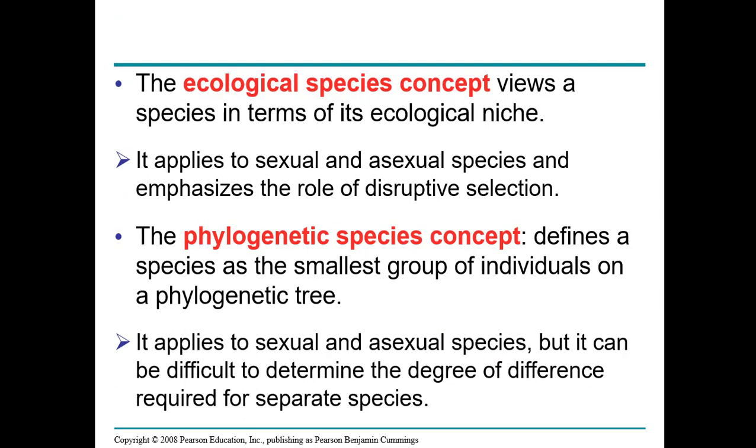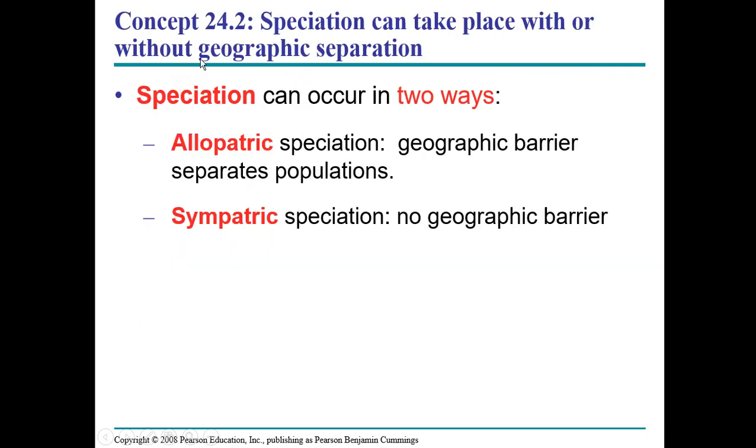Okay, that's morphological concept. For ecological concept, okay, so it applies to both sexual and asexual, and emphasizes the role of disruptive selection. Why? Because ang tinitingnan niya dito is the niche. Okay? And niche is very important to species because niche pertains to not only the habitat where they live in, ano ba yung behavior, ano ba yung needs, ano yung kailangan. So, if they are the same, they are ecologically the same when it comes to niche. So, therefore, they are of the same species. Okay? For phylogenetic, again, it applies to sexual and asexual, but the problem is the degree of difference in their structure. Okay? So, yan. Very complex.